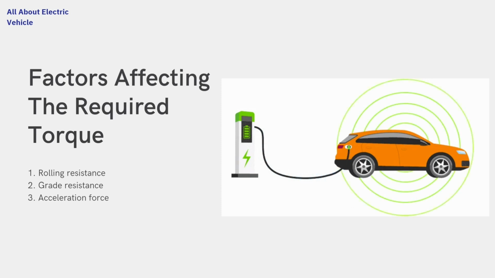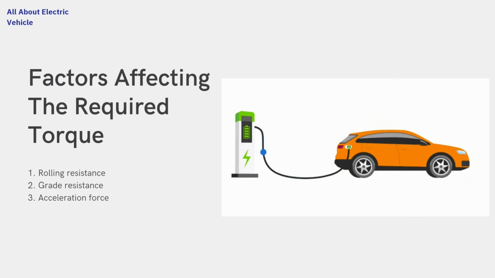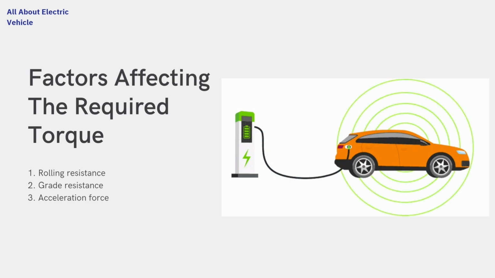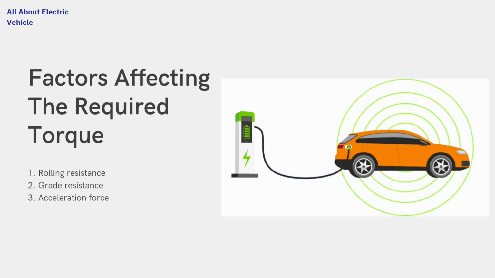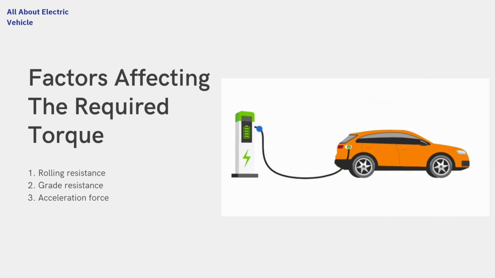First is rolling resistance. Rolling resistance is the force that resists the motion of a vehicle due to the friction between the tires and the road surface. This force is affected by various factors such as the tire type, inflation pressure, road surface, and the vehicle weight also. As the rolling resistance increases, more torque is required to overcome it and maintain the vehicle's speed.